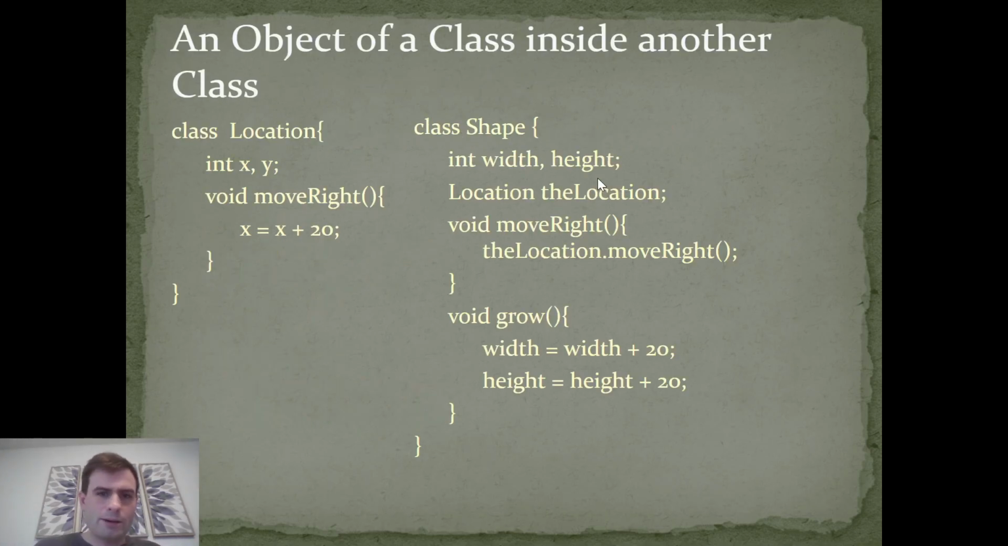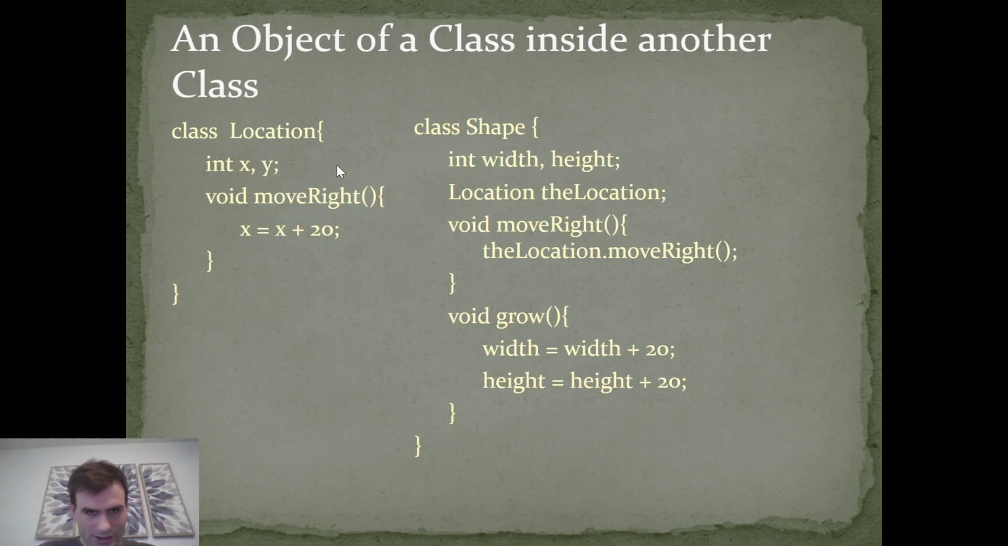So let's look now. We have an object of a class inside of another class. So let's look at this one right here. We have this class Location. And in this class Location, we have just the x and the y. So we've declared an x and a y. And we have that movement, moveRight method, of x equals x plus 20.